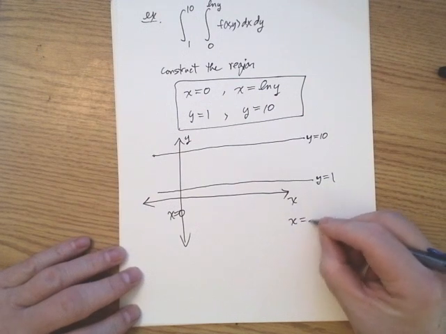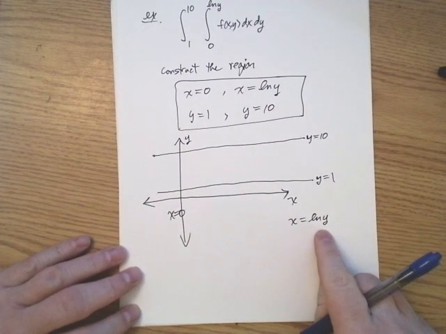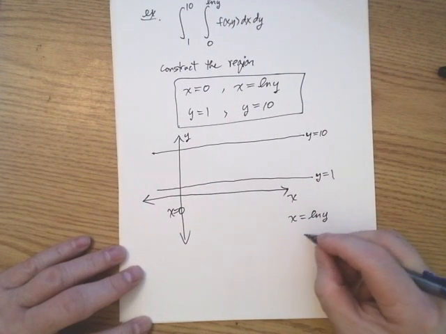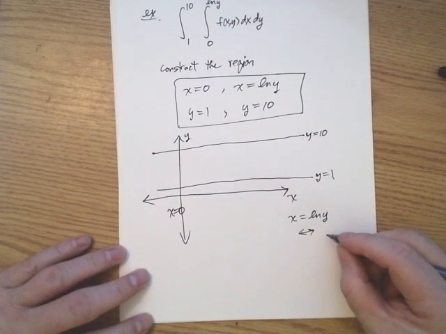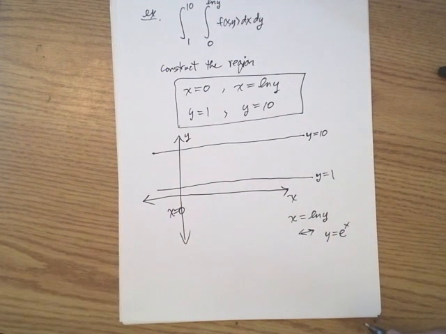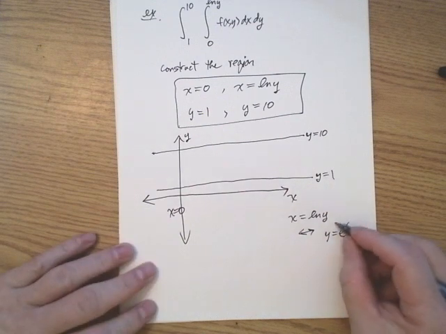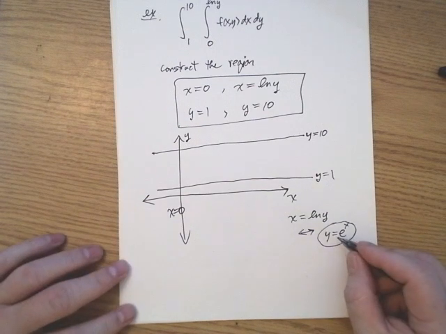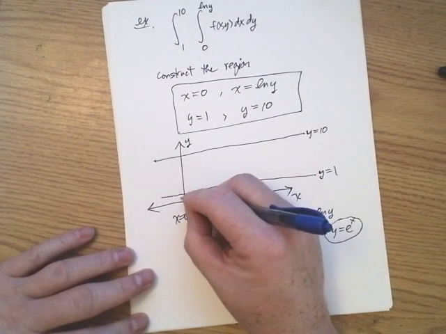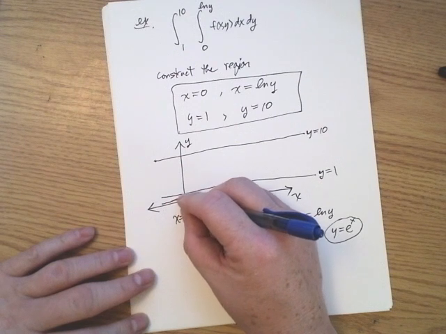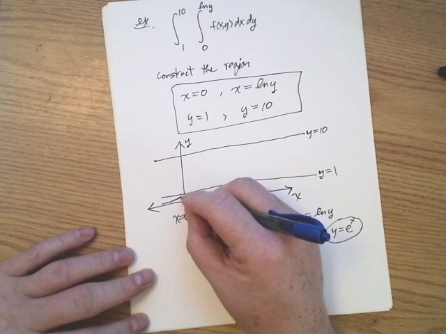Everybody knows that the natural logarithm function is one-to-one. It has an inverse, right? This is equivalent to saying y equals e to the x. Yes, the exponential function and the natural logarithm function are inverse functions. What does y equals e to the x look like? Well, I hope you remember. It looks like this. It's got a horizontal asymptote being the x-axis.